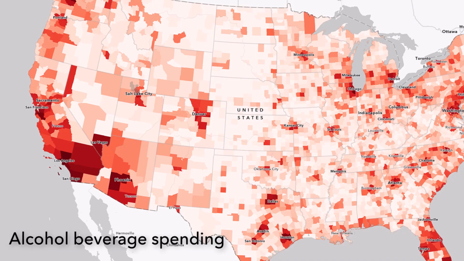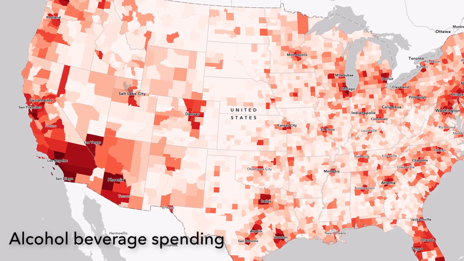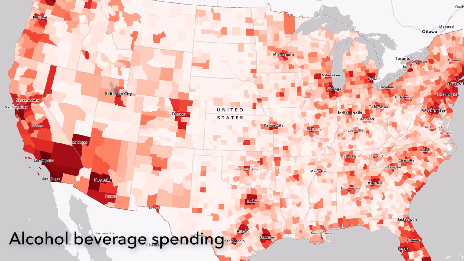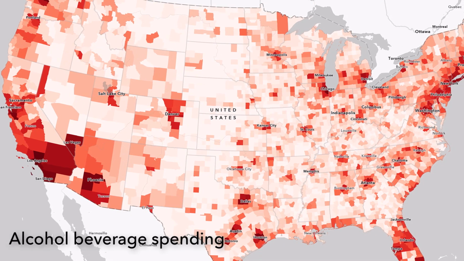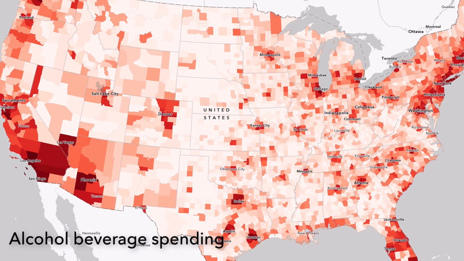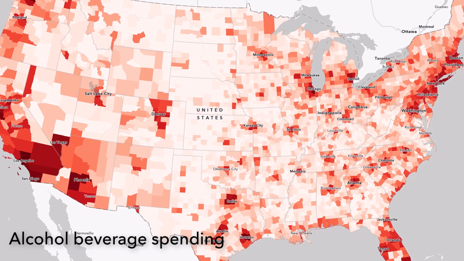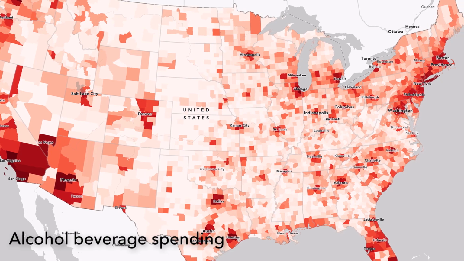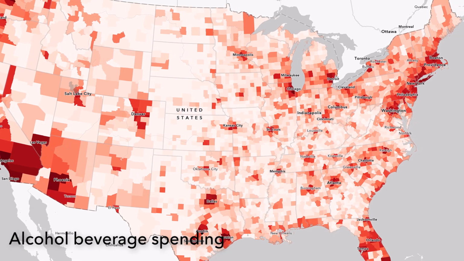Here's a map that shows alcohol beverage spending in the US. Again, you can see how economic trends or patterns of all different kinds, but here just on spending on alcohol, vary across space. You can see the different colors denote different kinds of values.